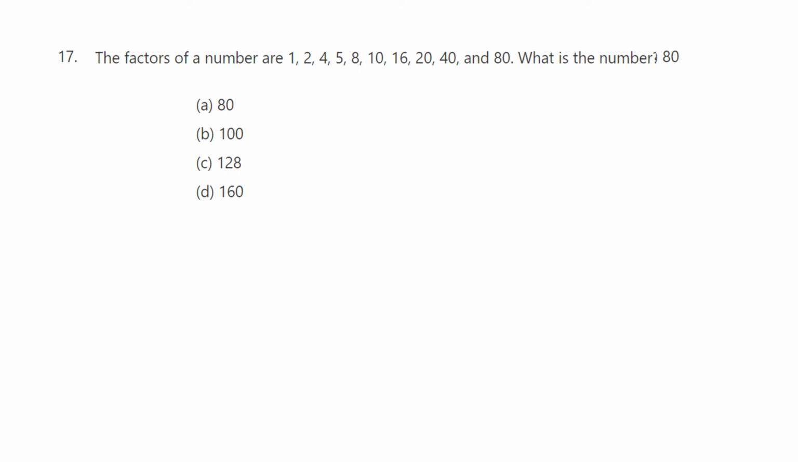Factors of a number are 1, 2, 4, 5, 8, 10, 16, 20, 40 and 80. What is the number? So easily we can say that the largest factor is 80. So the number is 80 because factors of 80 are 1 80s are 80, 2 40s are 80, 4 20s are 80, 5 16s are 80, 8 10s are 80. So that number is 80.